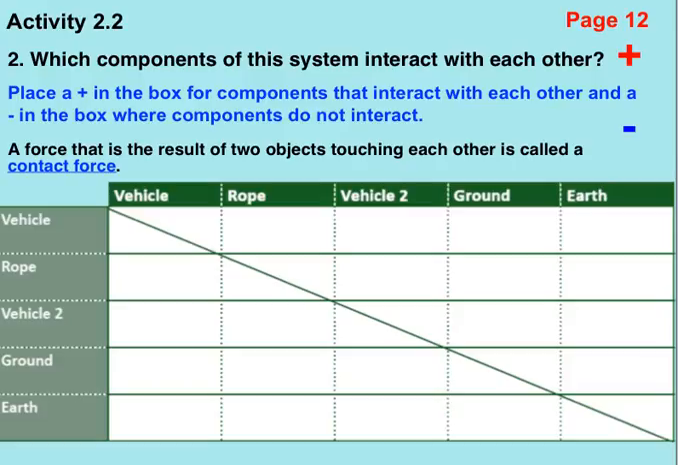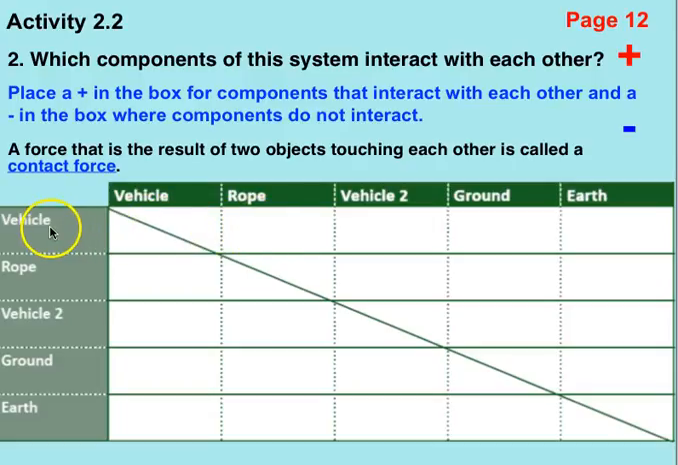Now remember, a force that is the result of two objects touching each other is called a contact force. So what we're going to do is put a plus in the box for components that interact with each other, and a minus in the box where components do not interact. So the way this works is I look here at a vehicle, and I just go down.